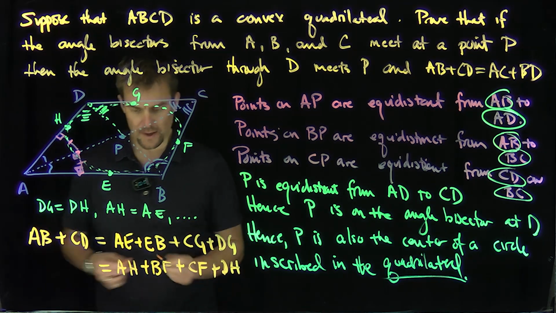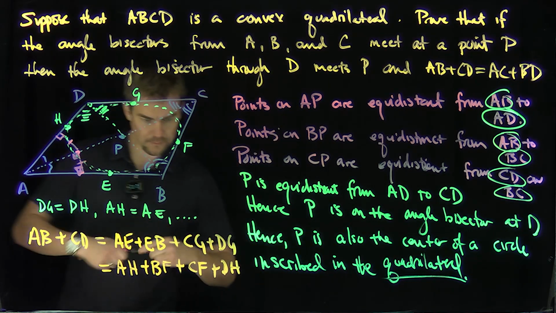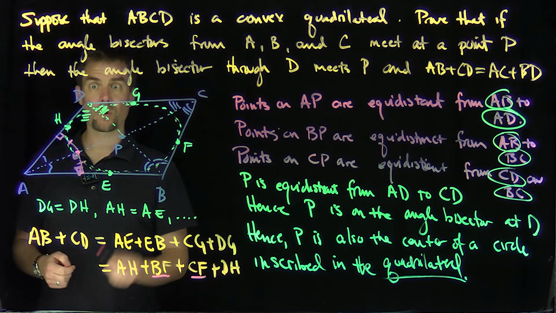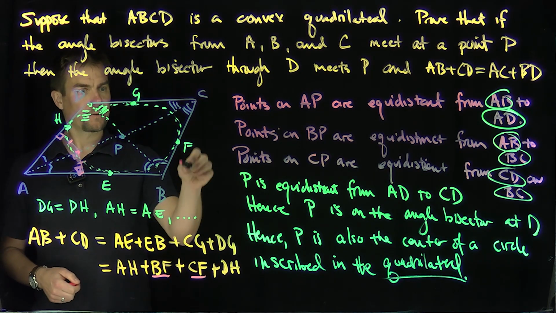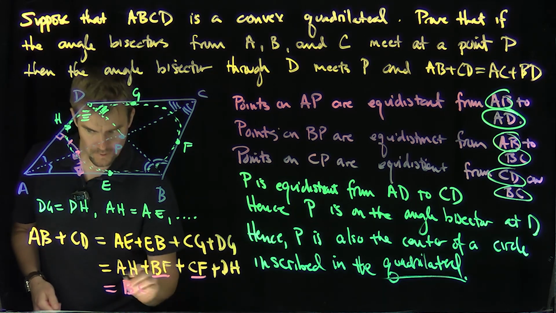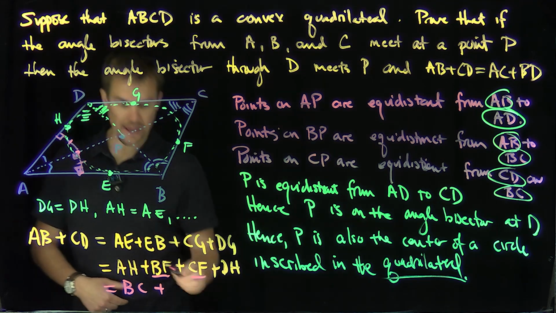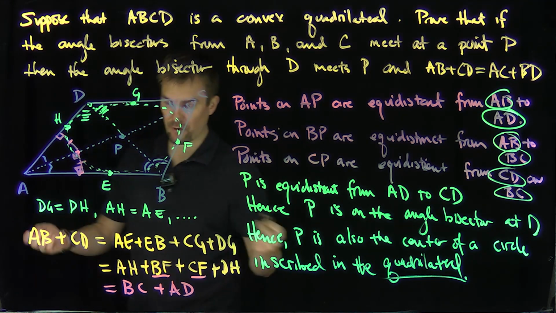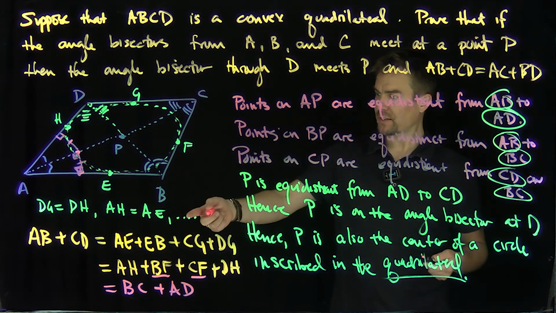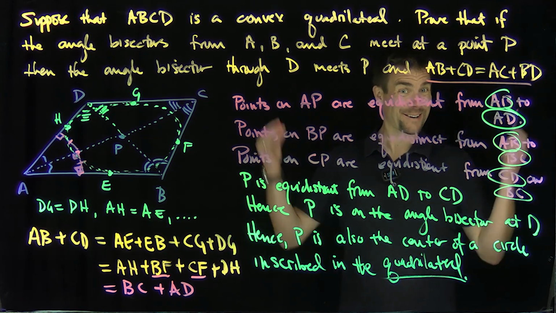Excellent. Now what is this over here? BF plus CF is what? BF plus CF is BC. So that's BC plus what? AH plus DH is AD. And what have we proven? We've proven that AB plus CD is what? Is BC plus AD, which is this statement over here. So we got it, right?